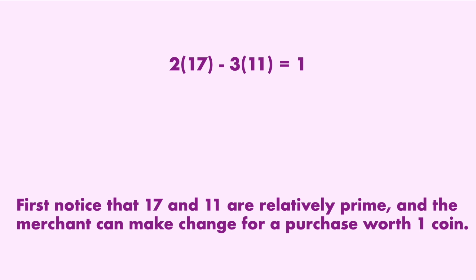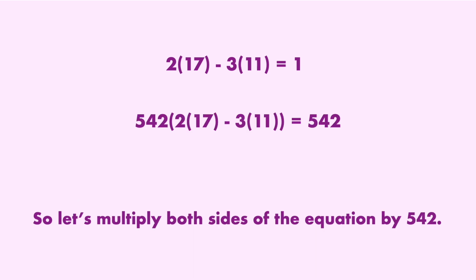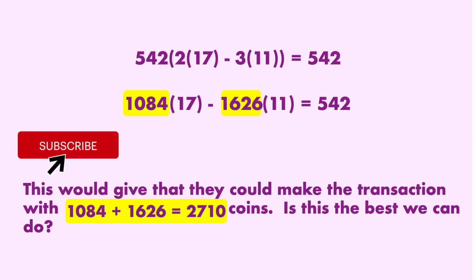First, let's notice that 17 and 11 are relatively prime, and the merchant can make change for a purchase worth 1 coin. So let's multiply both sides of the equation by 542. Applying the distributive law, we get that the merchant can make the transaction with 1084 plus 1626, which is 2710 coins. Is this the best we can do?